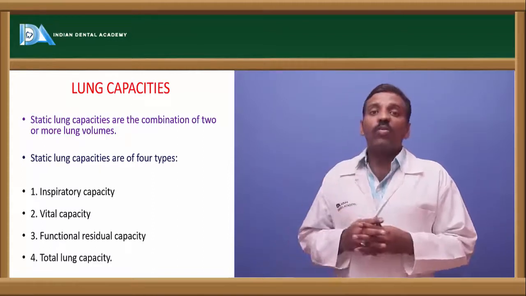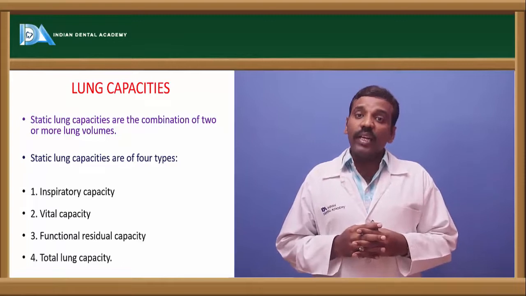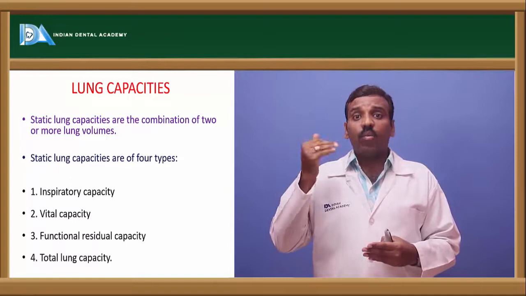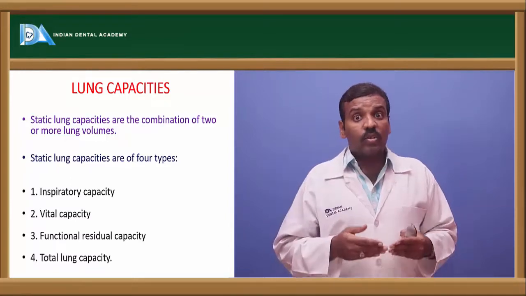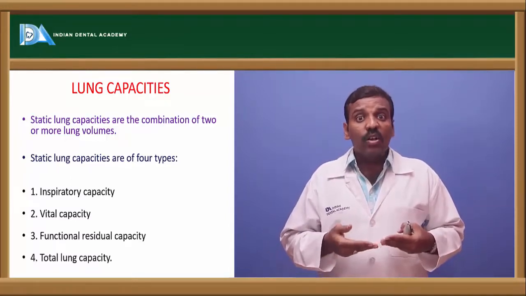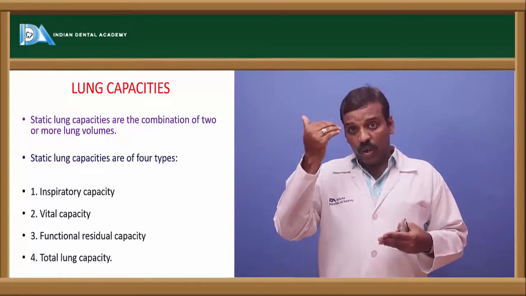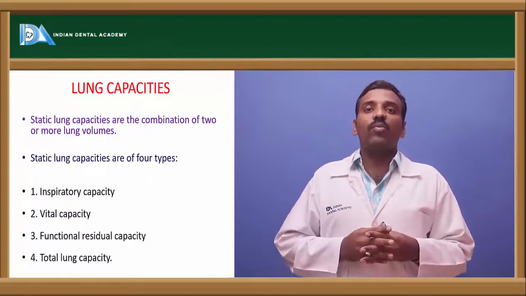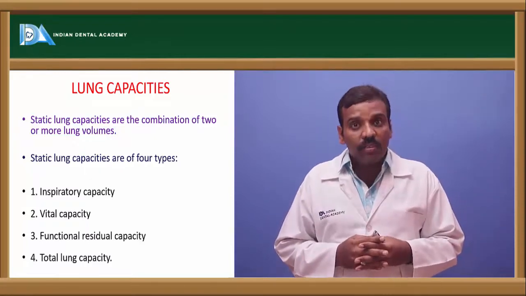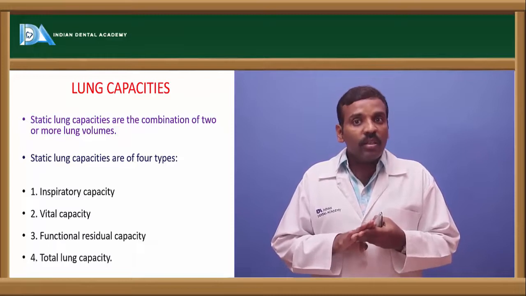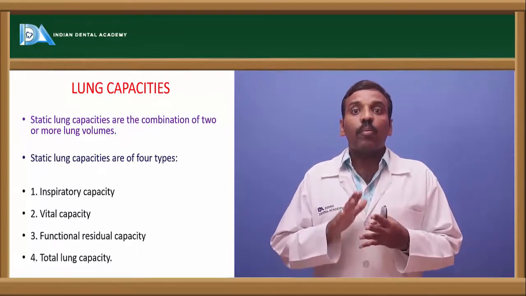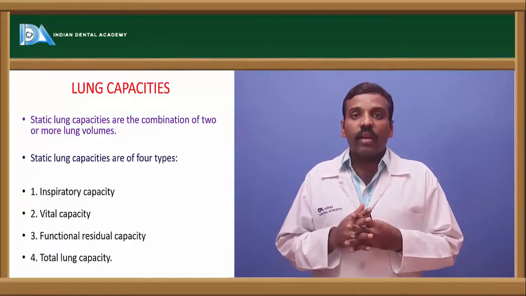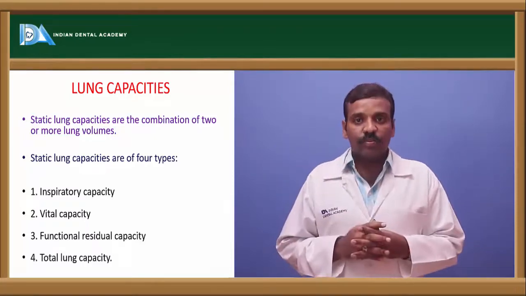And next one is vital capacity. Vital capacity is whatever we are taking in and whatever we are taking out: normal inspiration, forceful inspiration, normal expiration and forceful expiration. All these come under the vital capacity. That is, tidal volume plus inspiratory reserve volume plus expiratory reserve volume is called vital capacity.